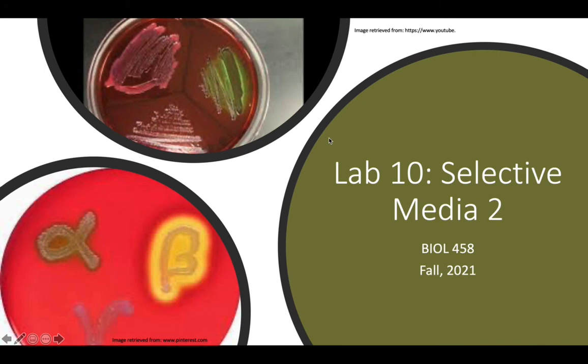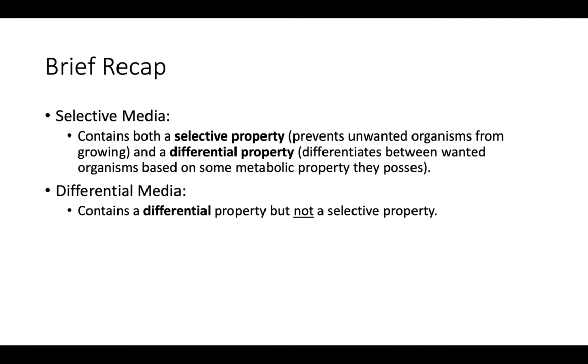This is the Panopto for your second set of selective media, as well as your first introduction to differential only media. So a brief recap, the selective media that we have talked about thus far all contain a selective property. So you're either selecting for something that you want to grow, you want to know if it's there, or you're selecting against things that you don't want to grow.